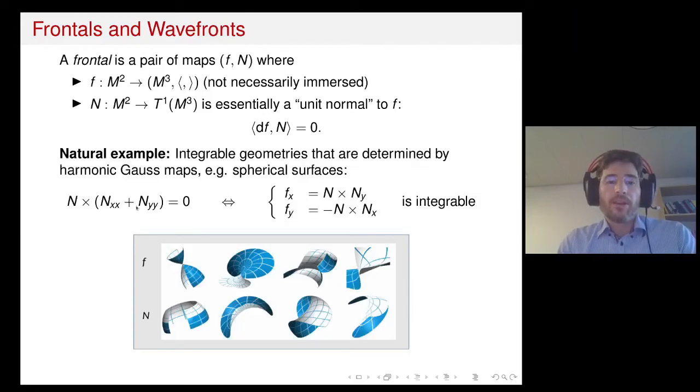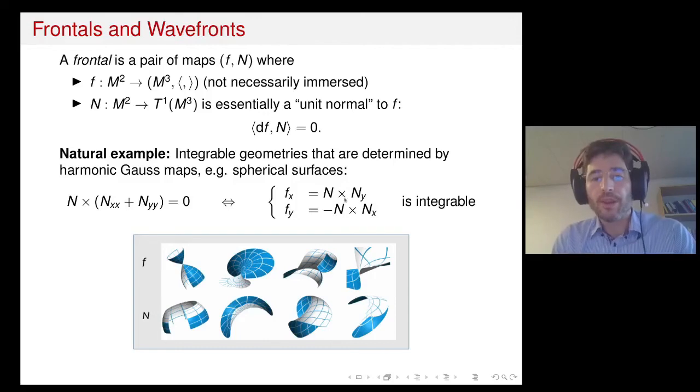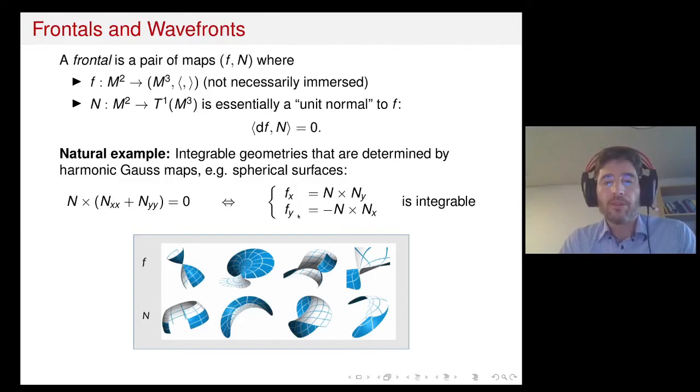And we've seen an example like this already, where if you have a harmonic map into S2, you solve this equation, you get this map F, and if you just look at this equation, you can see that F is orthogonal to N, because this product is orthogonal to N, and so is this. And these are potentially two tangent directions to F. So this is the frontal, and therefore if we have a theory of singularities of frontals, we could use this to study the singularities here.